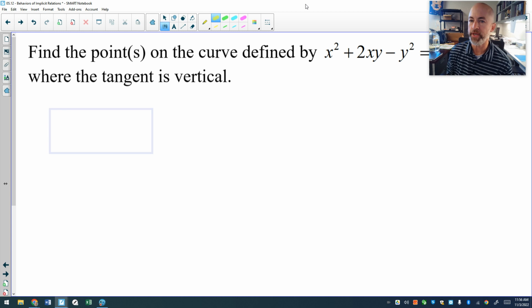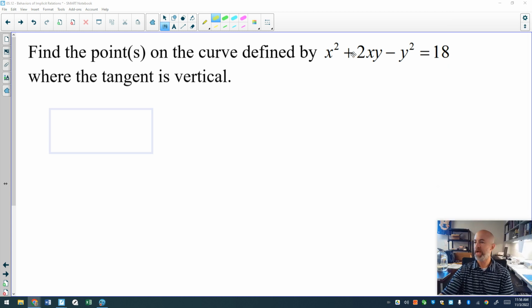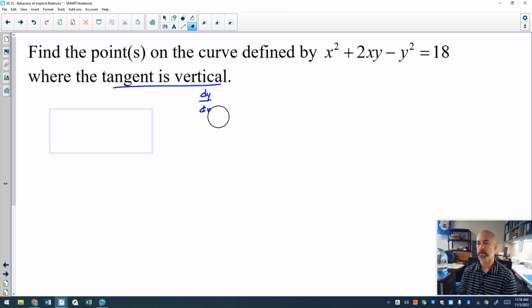So let's look at 3 examples of this. So we have this implicit relation right here, x squared plus 2xy minus y squared is 18. And I'm asking, where is the tangent vertical? And to find vertical tangents, I'm going to need to find the derivative. And I need to know, where is that derivative going to be undefined? So dy/dx is undefined. There's my game plan.